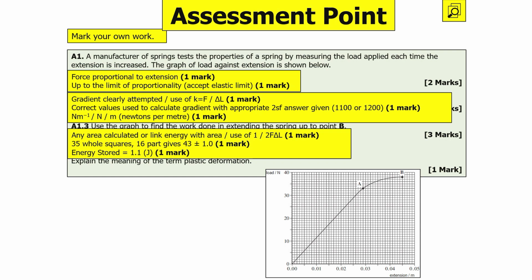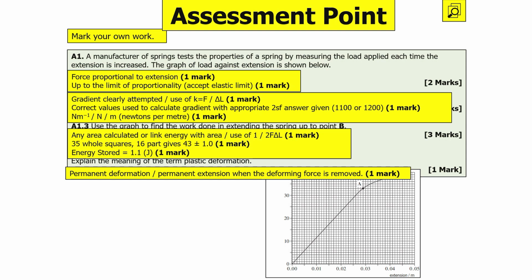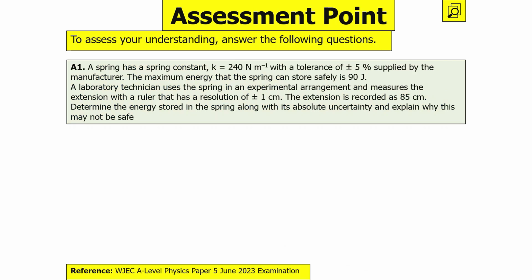So you can work it through and you get the answer to be 1.1 joules. Now plastic deformation is the permanent extension when the deforming force is removed. A spring has a spring constant of 240 newtons per meter with a tolerance of 5% supplied by the manufacturer.